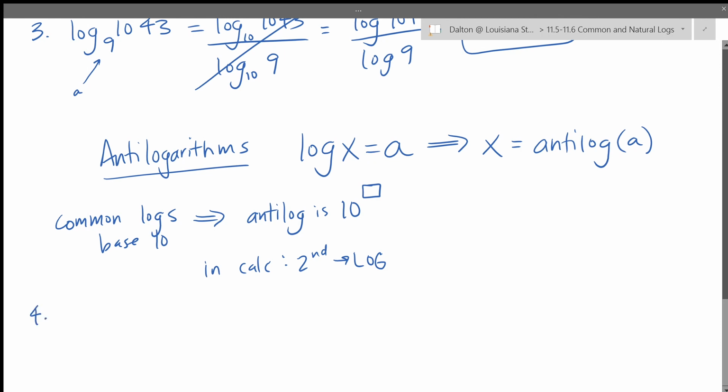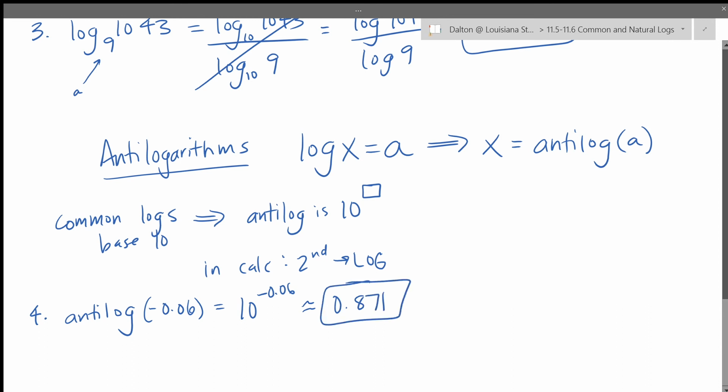So let's do an example. I want you to find or calculate the anti-log of negative 0.06. And it's super easy. You just use your calculator. If you hit second log, it's like taking the anti-log, since the anti-log would be the inverse of the log. Or just doing that inverse, base 10 to the negative 0.06 power, which would be approximately 0.871. And there you have it.